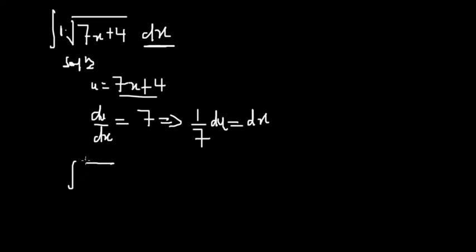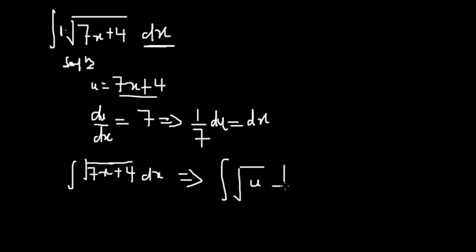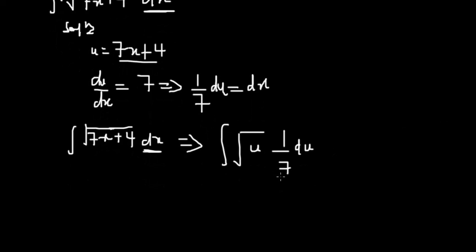So we have the root of 7x plus 4 dx. Just do simple substitution. So we have the integral of root of u, where u is 7x plus 4. Let's replace that with u, and then dx is now 1 over 7 du. So we just proceed from there. We know that the root of u is the same as u to the power 1 over 2. Then you multiply that by 1 over 7 du.